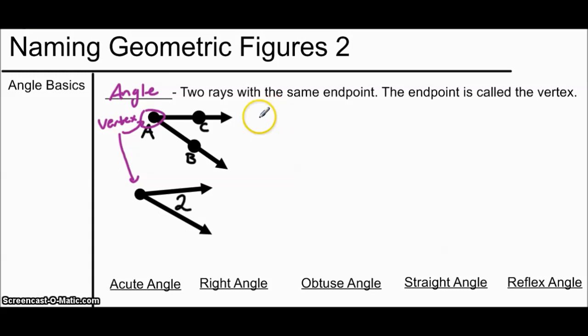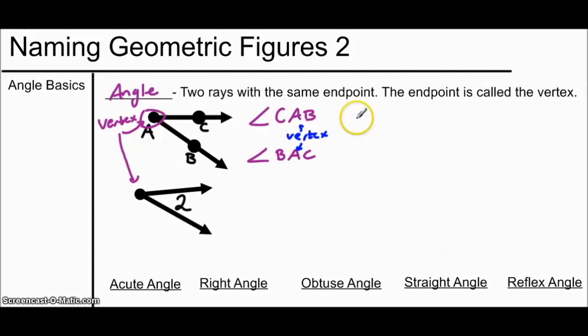Now, commonly, we're going to use three letters to denote our angles. I'll put the angle symbol first, then we'll call this angle CAB. We could also call this angle BAC. It doesn't matter as long as we keep the vertex as our middle letter right here. That's fine.